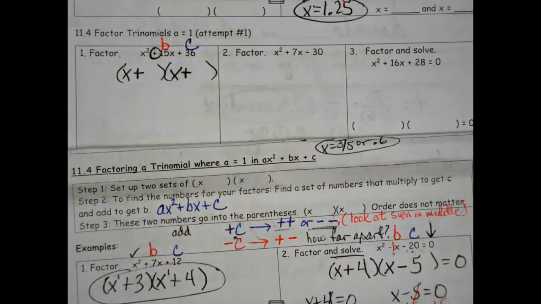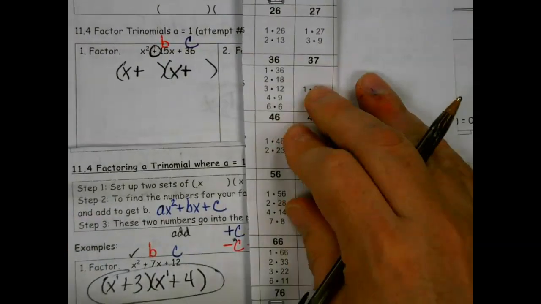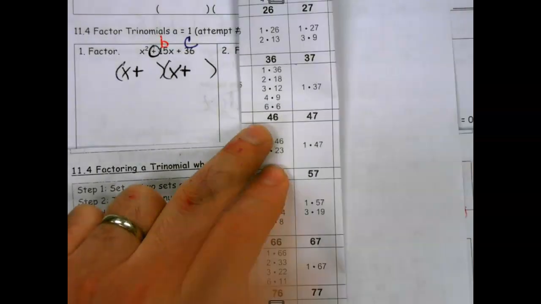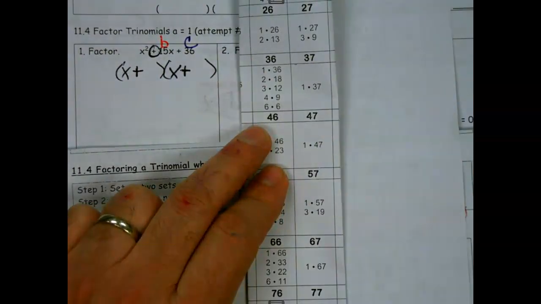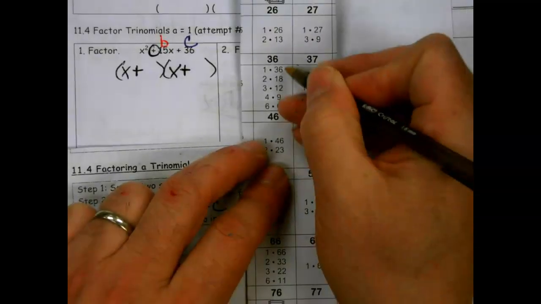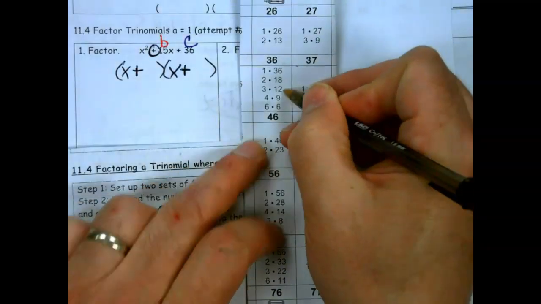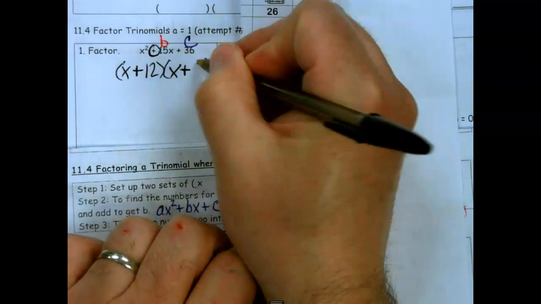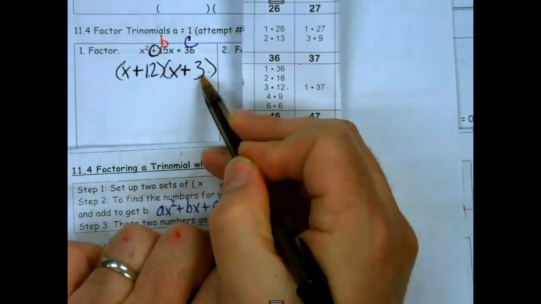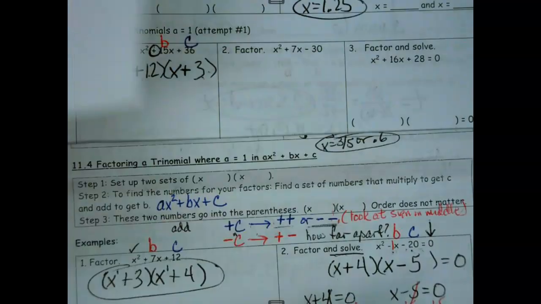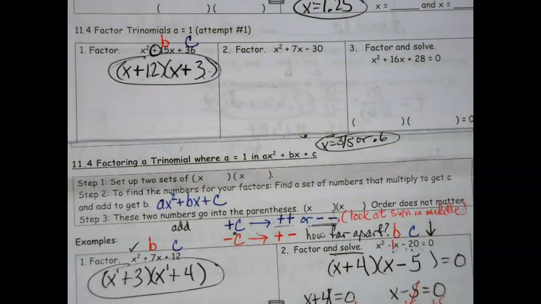So let's see here. Let's do a little more folding. So here's my 36 box. Which one of those pairs is going to add up to 15? 12 and 3. Does it matter if I write 3 and 12 or 12 and 3? If the signs are the same, it does not. Okay, that one's factored.